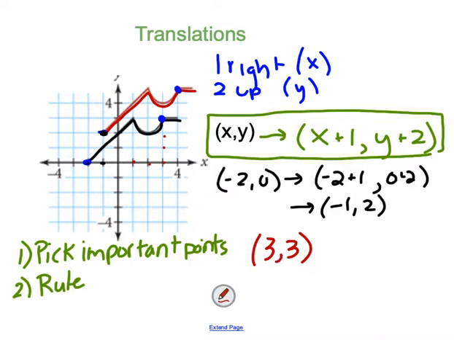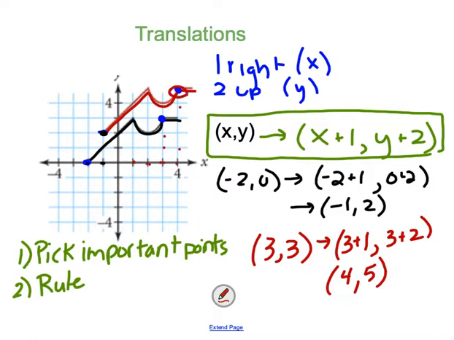If you write the rule, x plus 1 would be 3 plus 1, and y plus 2 would be 3 plus 2. It should have translated to the point 4, 5, which is right there. So I believe that rule is correct. So you can always do that with translation. Think of how you would say it, 1 to the right and 2 up. That'll help you figure out how to write the rule, and it would help you with all your new points to translate something.